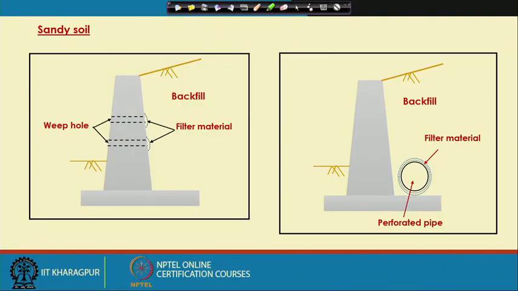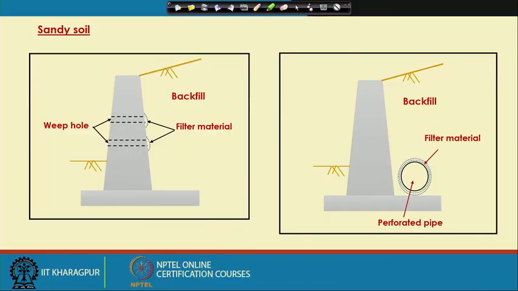So, the next one I will discuss is what the weep hole is and how to minimize the water effect in the backfill. Suppose we have water in the backfill, then that water pressure will also act on the retaining wall. As you have noticed during the earth pressure calculation, water pressure is huge, and we do not apply any earth pressure coefficient in the water pressure calculation, that value is 1. So, in the case of soil with water, the force acting on the retaining wall will increase. So, we have to minimize the water table effect.